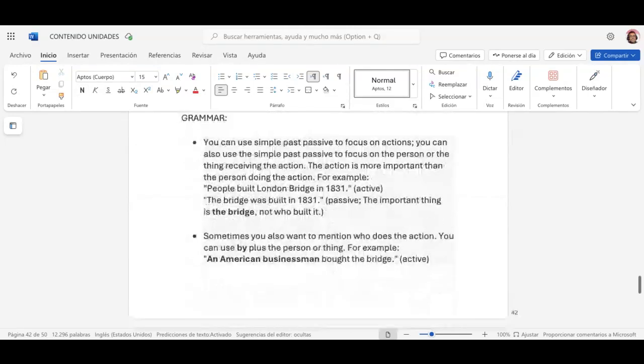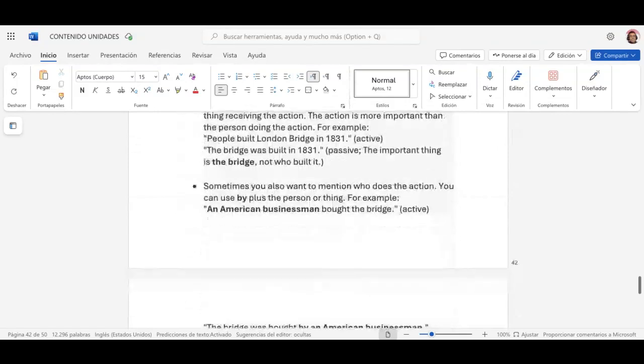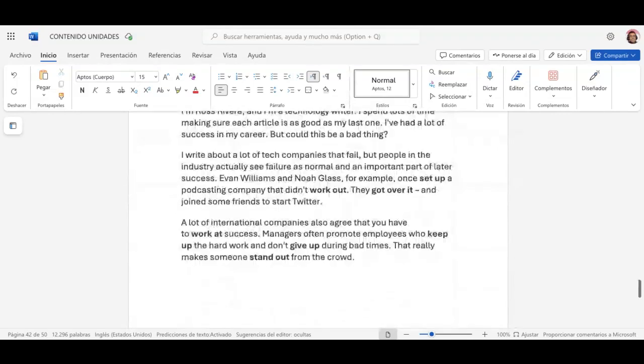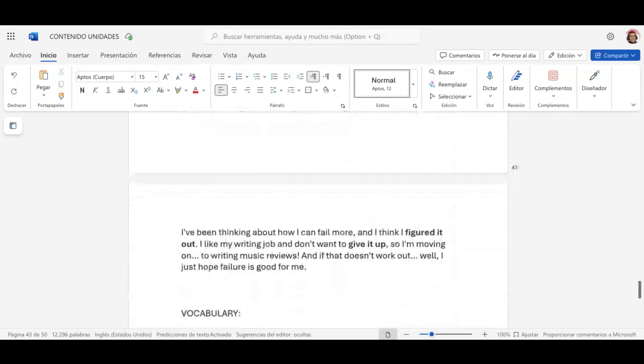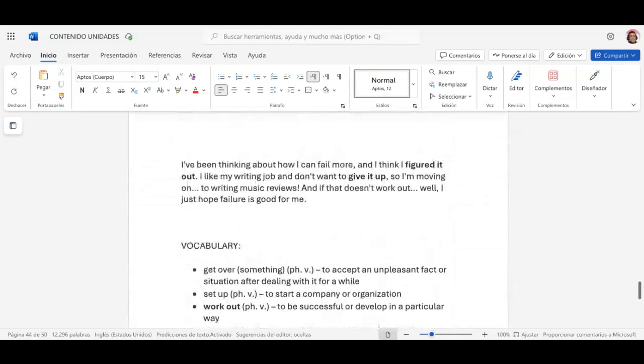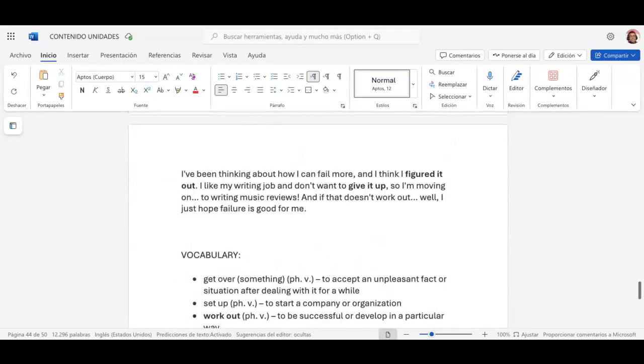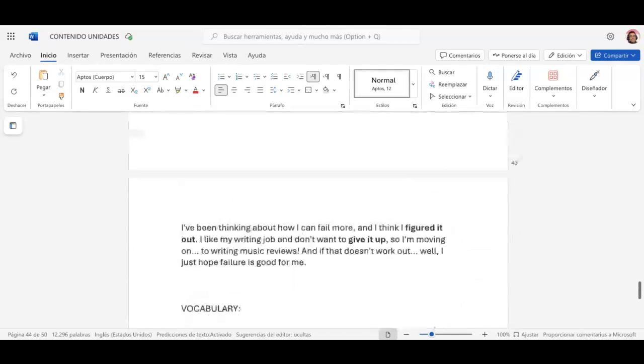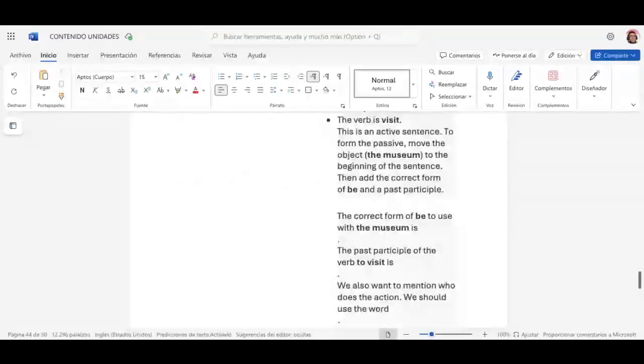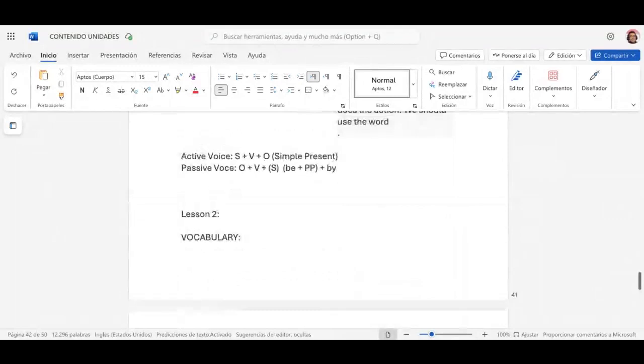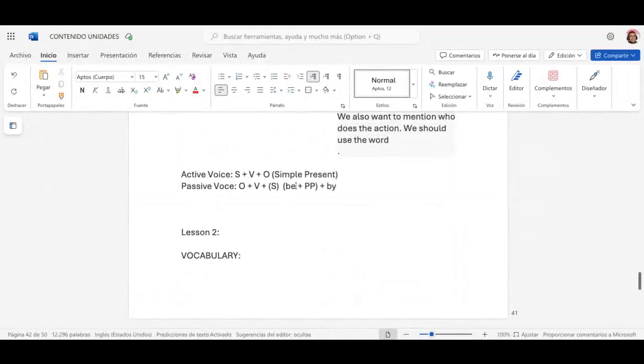Okay, let's go with unit 11. In this unit, you learn how to use, if I'm not wrong, the simple past passive, which is the same as in the other one. We have the same structure here. But in this case, you need to remember how to conjugate the simple past passive voice.